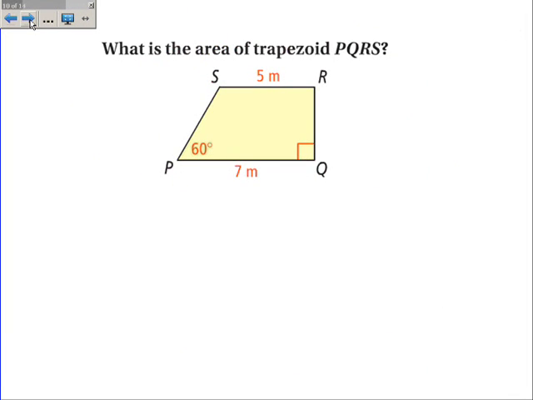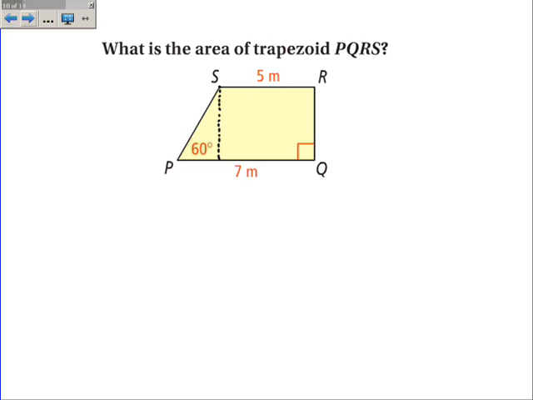What is the area of trapezoid PQRS? The bases are 5 and 7, that's pretty easy. To find the height, I'm not really given the height. But what I do know is that this angle right here is 60 degrees, so I'll need to use that to find my height. I'll draw in this line right here just to help me out.